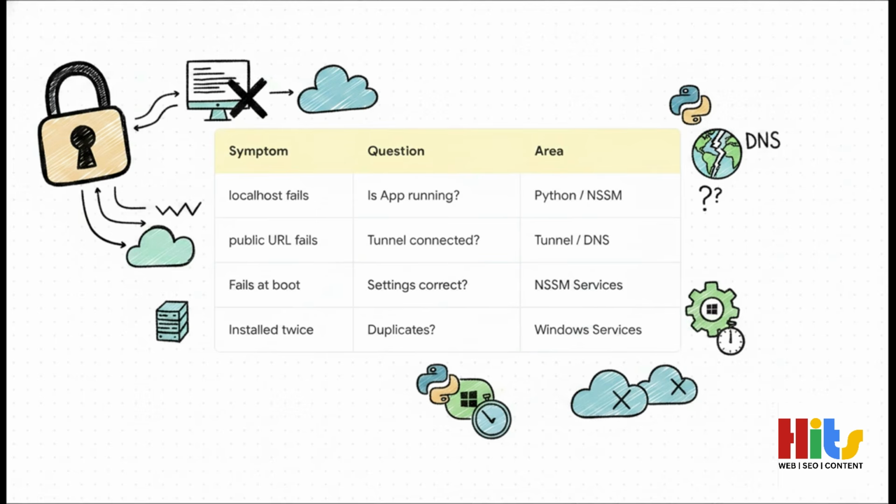If localhost works but the public URL fails, the issue's at the network layer. Check if your tunnel is actually connected or if your DNS records are right. If the app works perfectly when you're logged in, but fails after a restart, you've got a permissions or startup setting issue within Windows services. And finally, just ensure you haven't accidentally installed the Cloudflare service twice, because duplicates will definitely cause conflicts.